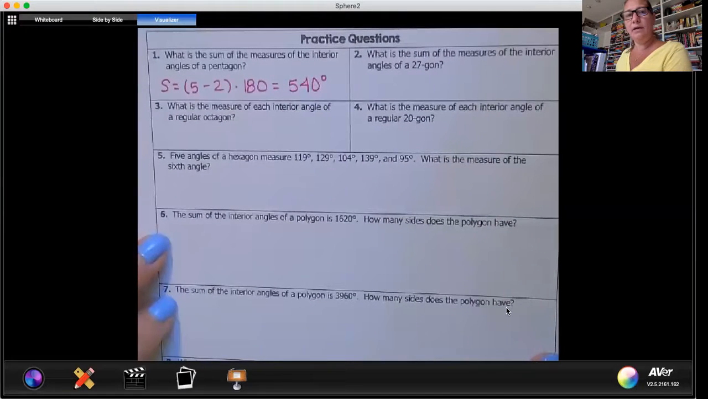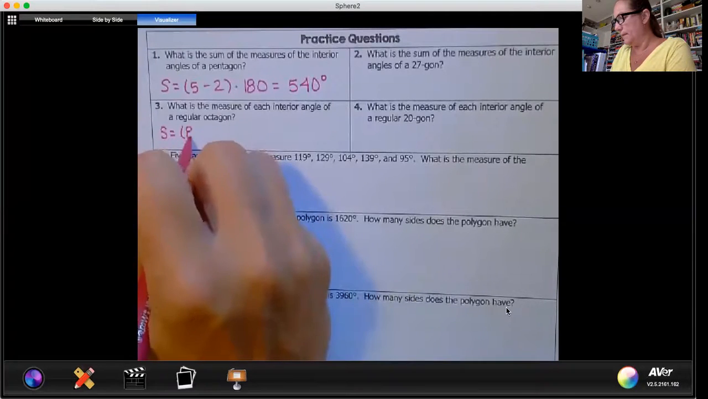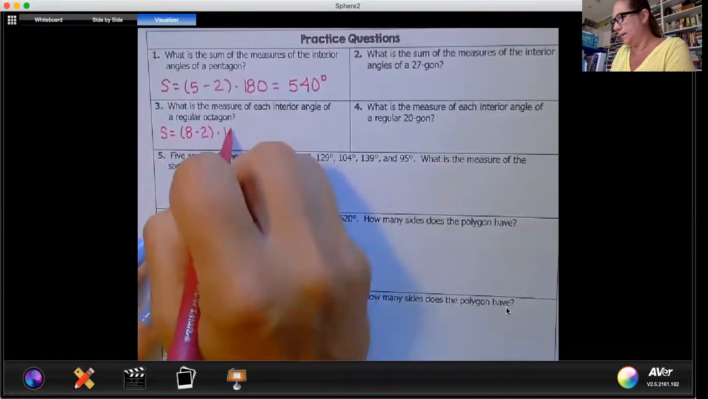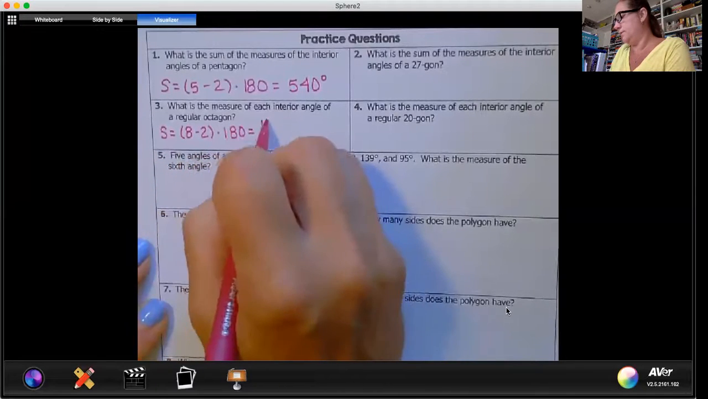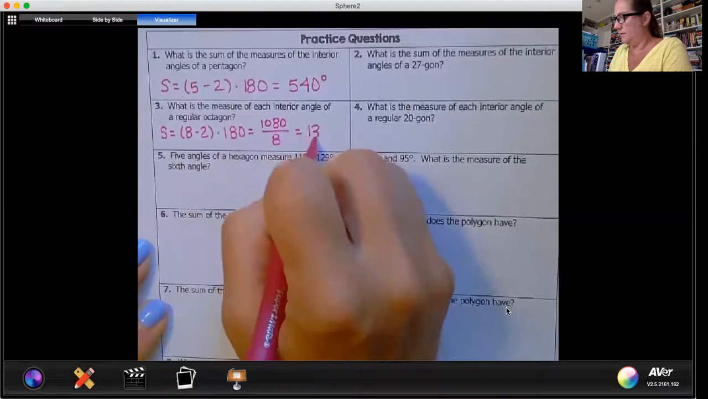Number 3, what is the measure of each interior angle of a regular octagon? So S equals (8 minus 2) times 180, which is 1080, and then divide that by 8 to get 135 degrees.